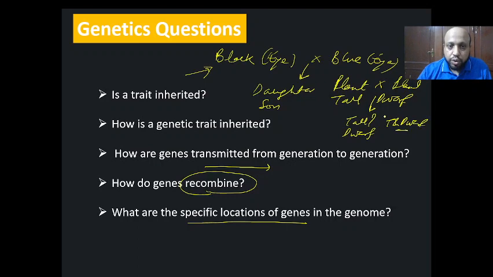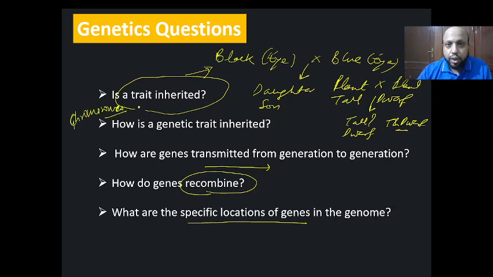These are the types of questions a geneticist asks. Is this trait inherited? How has it been inherited? Now, we know that this has been passed on through the chromosomes. Okay, this is passed on from the chromosomes.